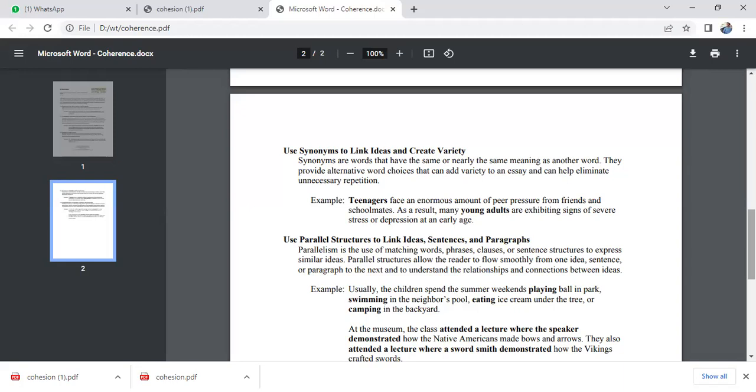Fine. In order to bring unity, you use synonyms. You use words with nearly the same meaning and place them in your writing. So this is also one of the ways in order to bring coherence in your writing.